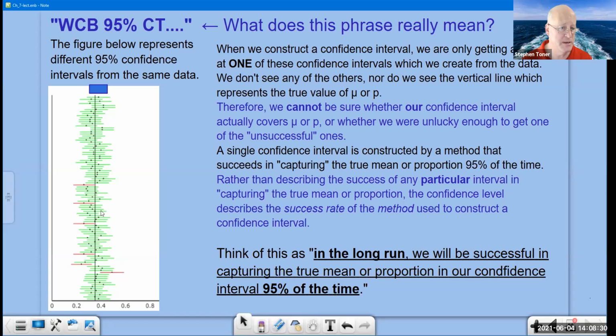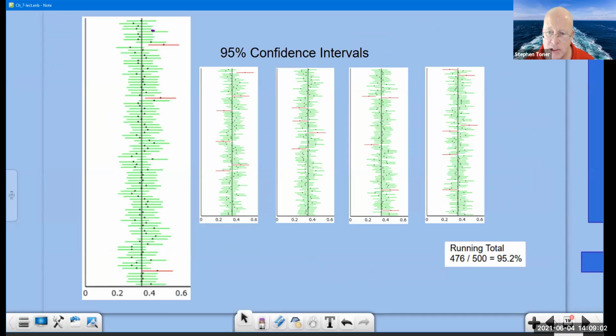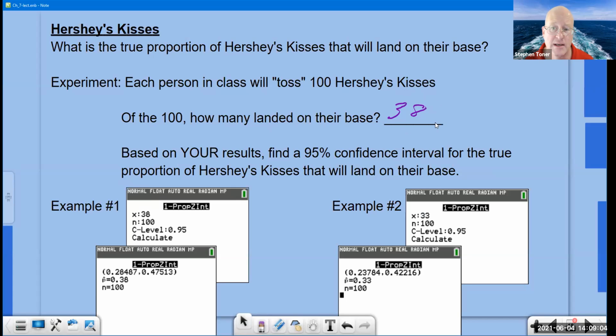Okay, you're used to this picture here. You know the true proportion is 35%. You don't know that when you're making your guesses. But I wanted to talk about what this "we can be 95% confident that" actually means. So here we go. Let's read this at the right. When we construct a confidence interval based upon our data, we are only getting a look at one of these confidence intervals, which we create from the data. Just like we did 2 screens back when we said, oh, 38 out of 100, here's my interval.